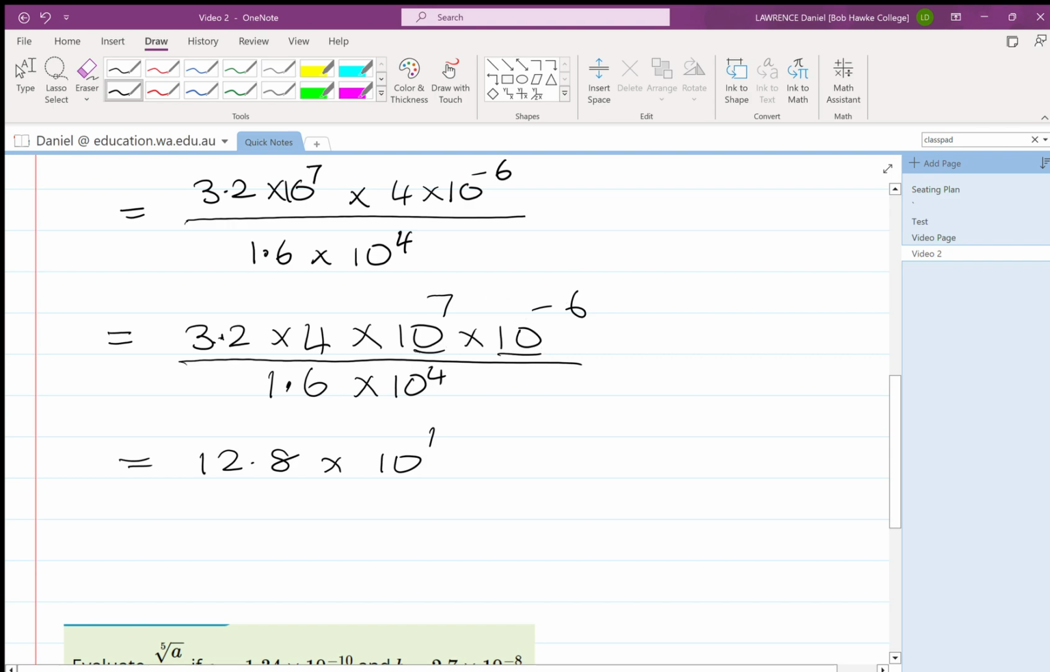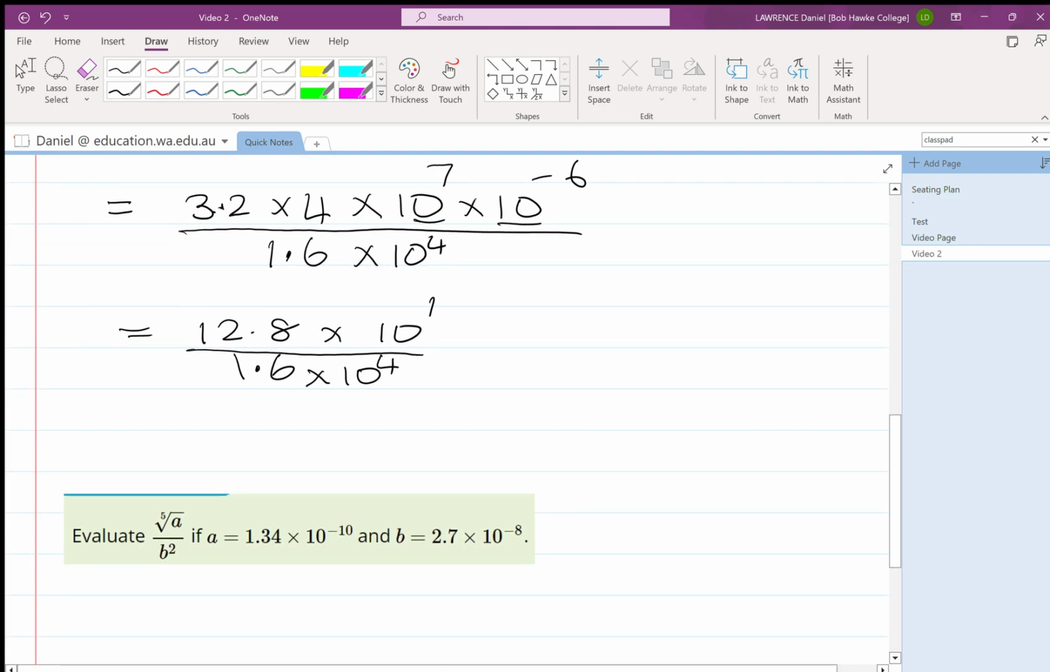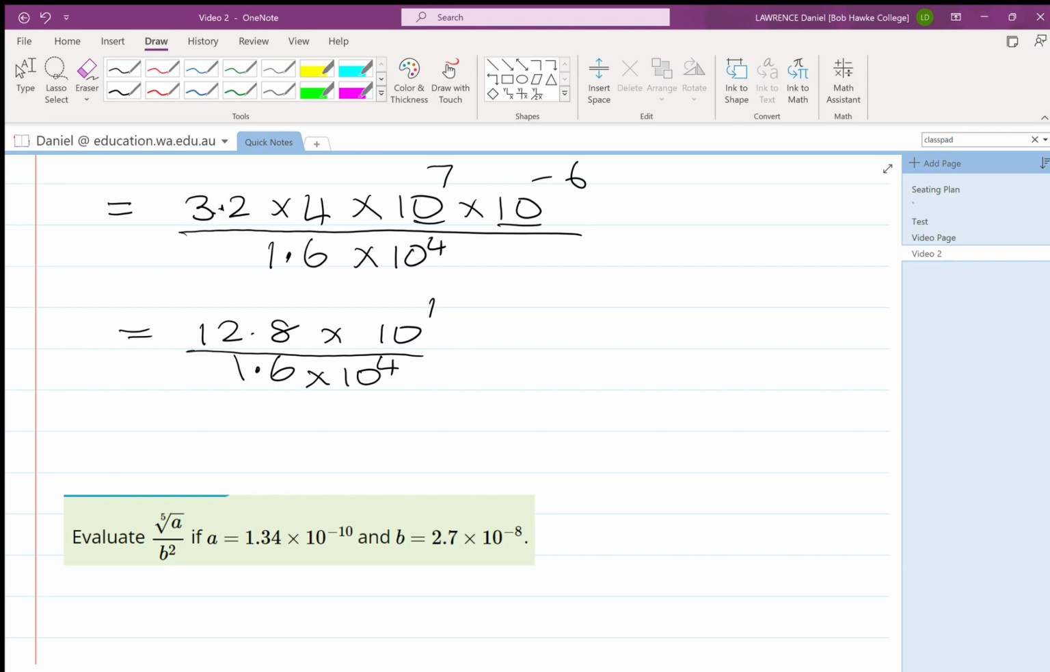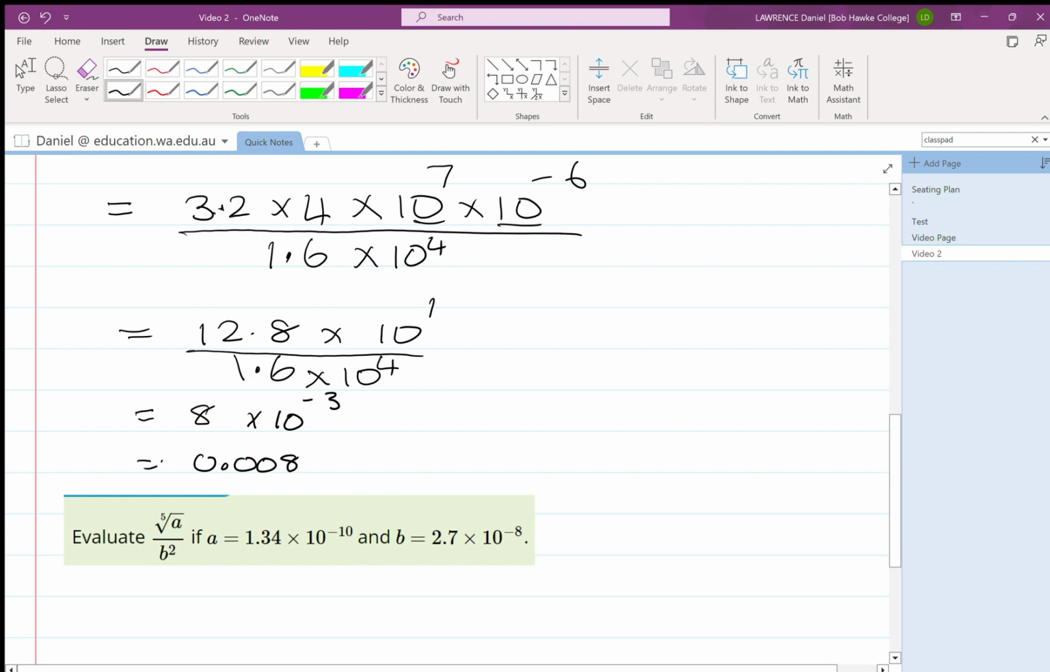Multiplying our bases here means we just add those powers together. That's over 1.6 times 10 to the power of 4. Okay, let's get our calculator out. And we have 12.8 divided by 1.6. 12.8 divided by 1.6 equals 8. So this equals 8 times 10 to the negative 3, and there is our answer. If we wanted to write that out, we could write that as 0.008.